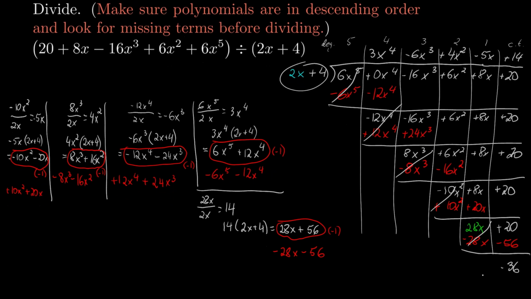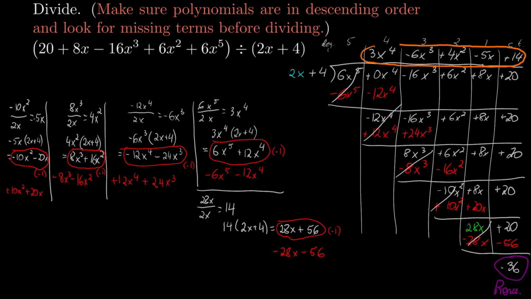As a polynomial, that's of degree 0, which is finally less than 1, the degree of the divisor. So we're finally done, and negative 36 is our remainder. It means we already have the complete quotient as well.